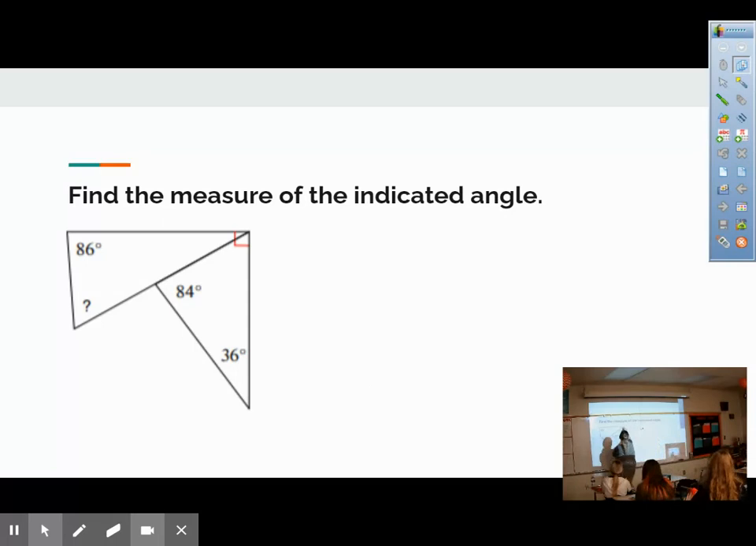And then like she said, these two have to add up to be 90, so that has to be 30. And then you've got to use the triangle sum theorem again to get that one. Perfect.